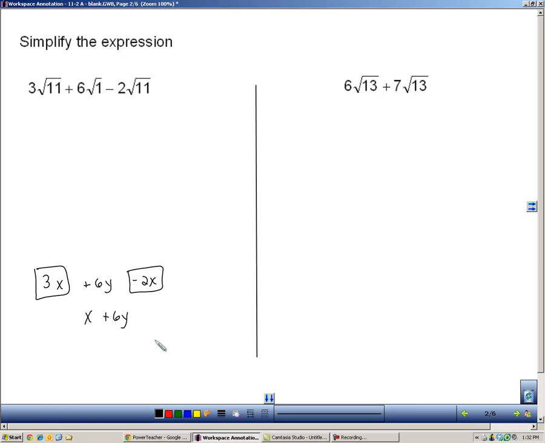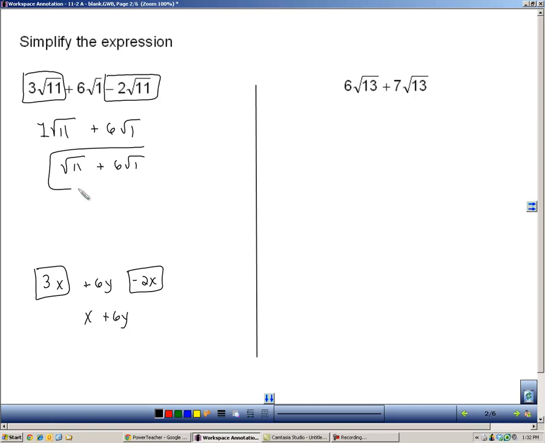Well, this is identical. It's the same thing. Here I have what's called like radicals. Not like terms, but like radicals. So 3 root 11 minus 2 root 11 is 1 root 11. You could put a 1 in front there, or you don't have to, but we know it's there. Plus 6 root 1. So your answer would be root 11 plus 6 root 1, and that's all you could do to simplify.